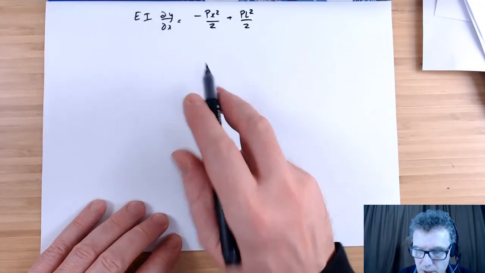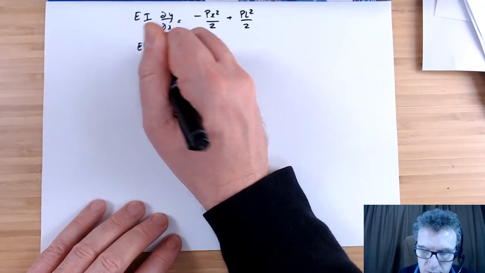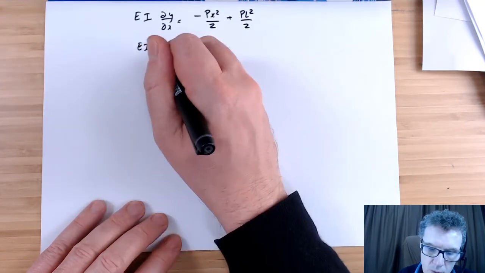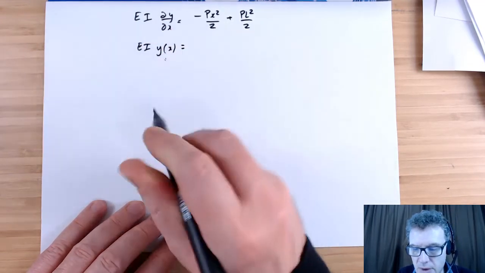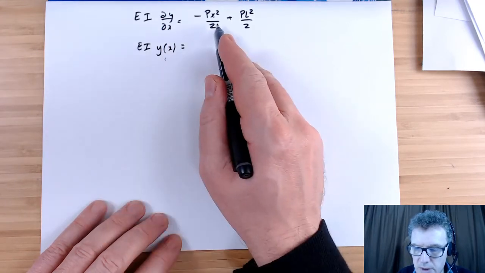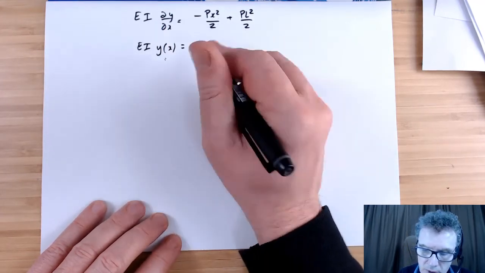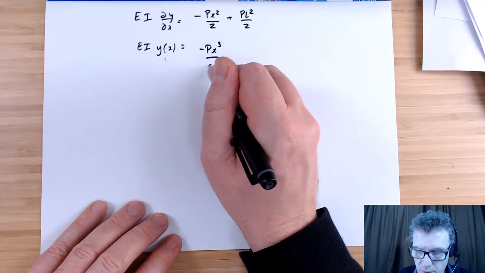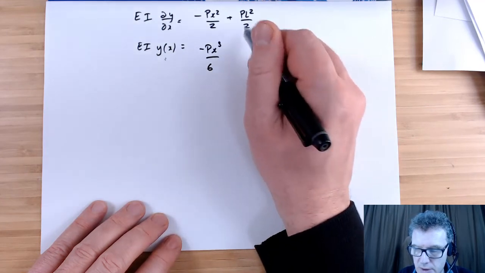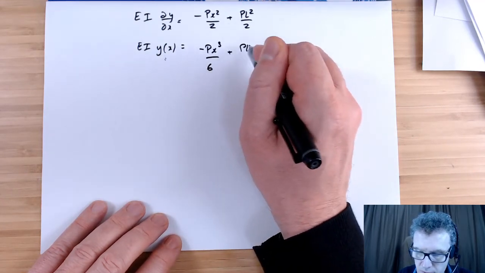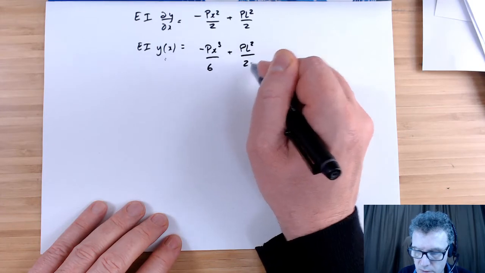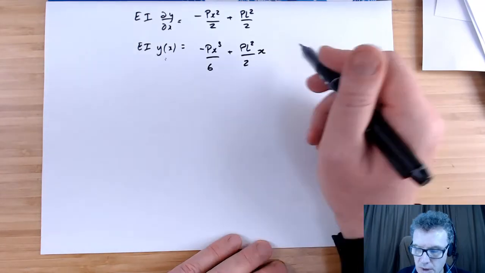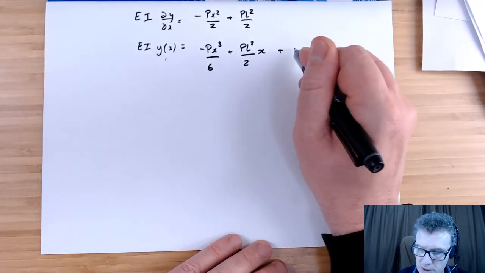Let's integrate this again. It's constant. So integrate the thing on the left. That becomes y, a function of x. Integrate this, so that becomes x to the power 3. So bring the 3 underneath here, makes it into a 6. That's all just constant. So PL squared over 2, integrate a constant, get constant times x. And then finally we're going to have our next constant, C2.